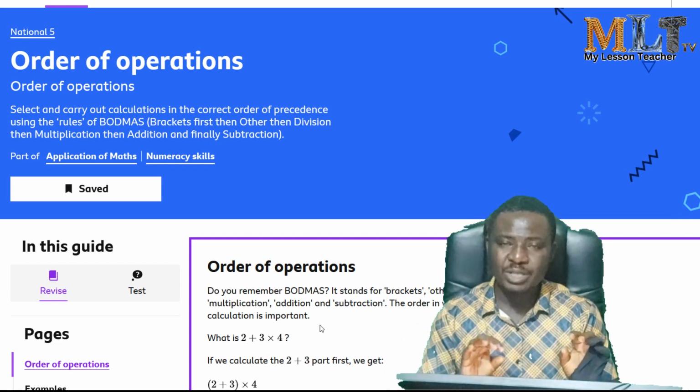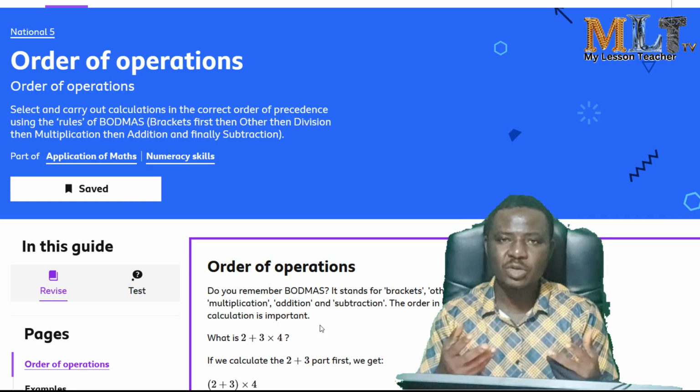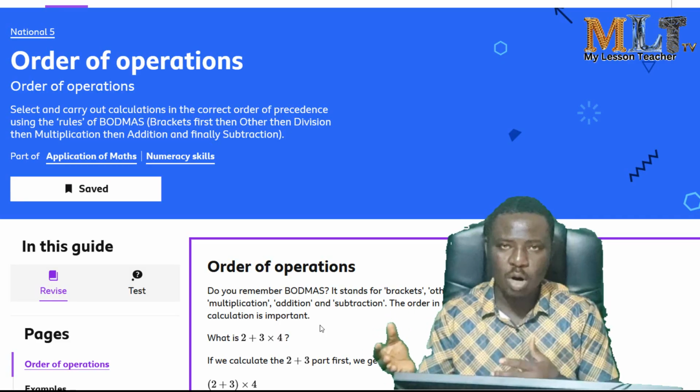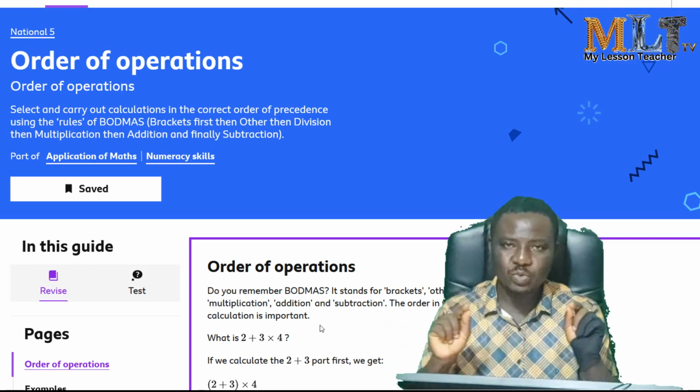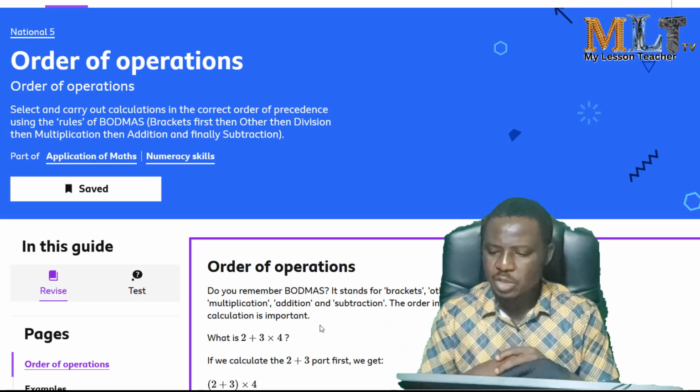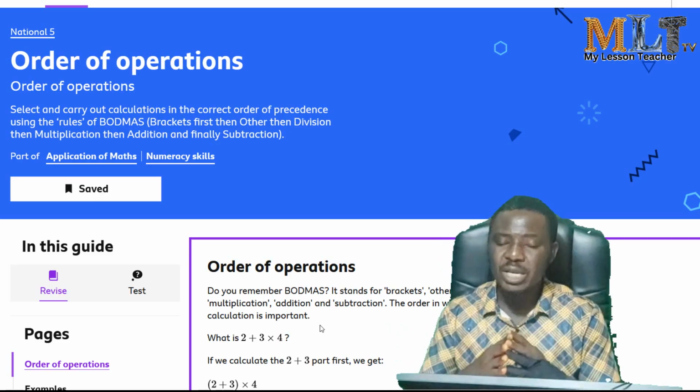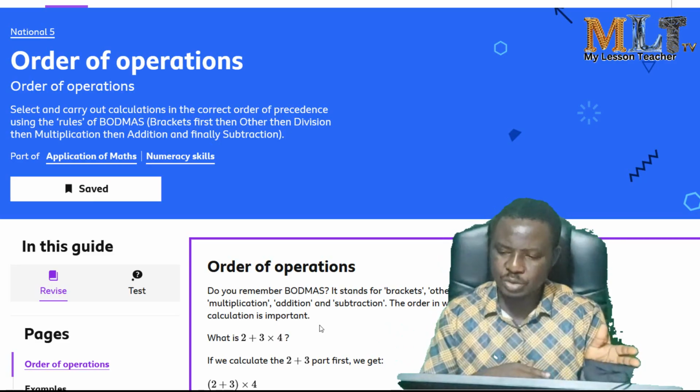Some of these topics I'll be treating, you must have done in your classroom work, but it's going to help you as a revision to touch certain areas where you are still having lapses. So in National 5, we shall be looking at order of operations.